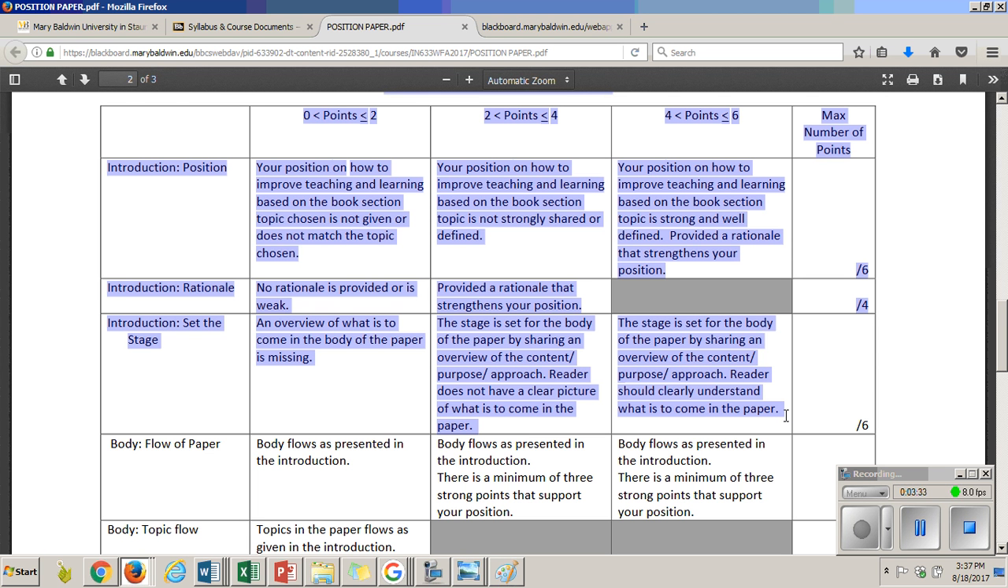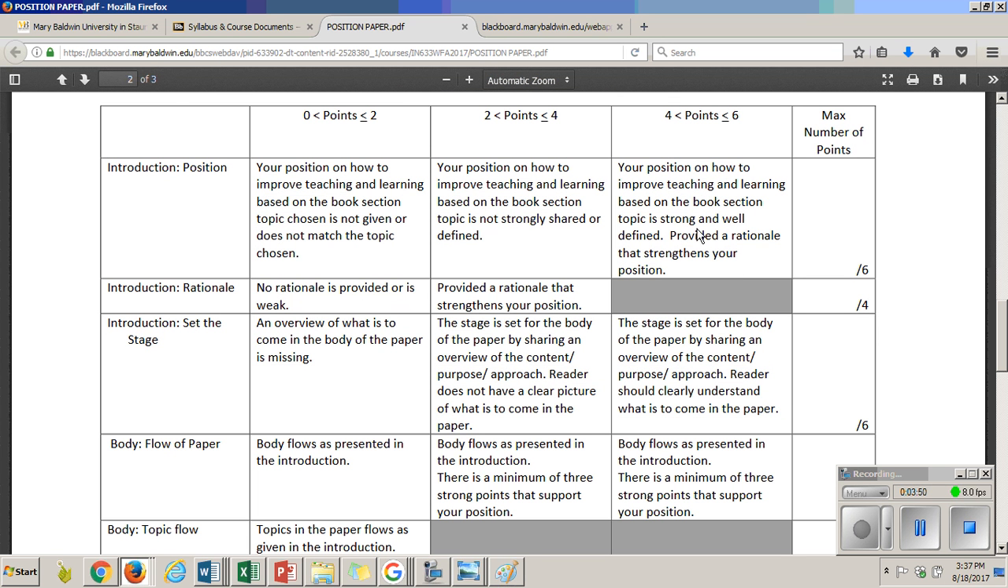So when you start your paper, the very first paragraph is your introduction. We do not use a subheading titled introduction. It's assumed. So you're going to start your paper out, and you're going to tell me about your position and build into what is the rationale. So the position is talking about the book, and then you're going to go into the rationale that strengthens that position. You give a little bit of a transition sentence that goes into, this is my position, and now this is why I think this.